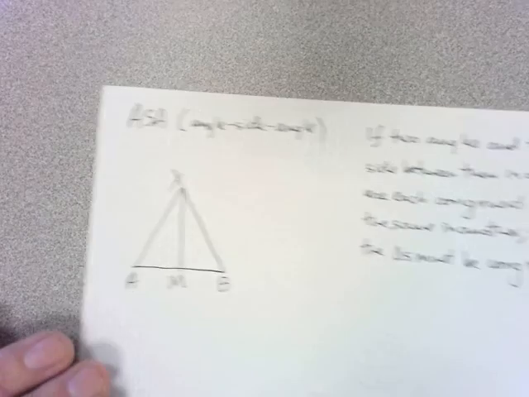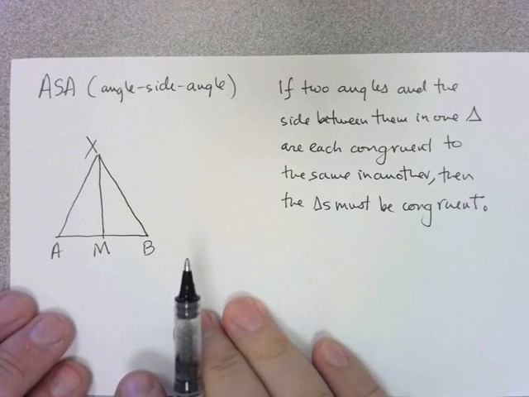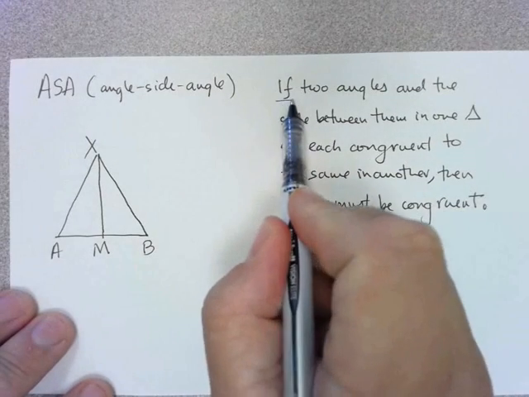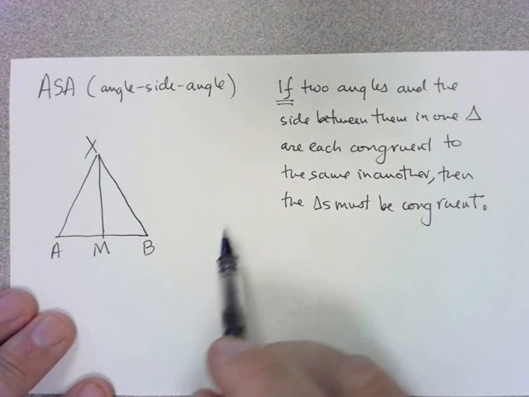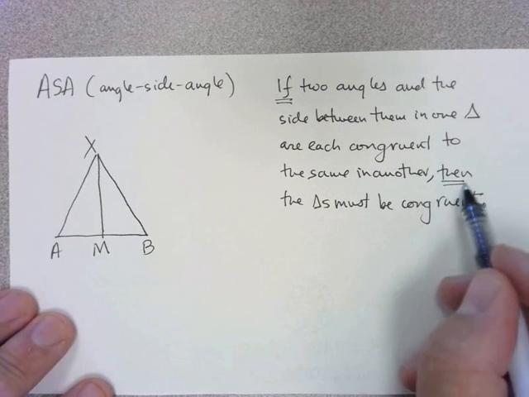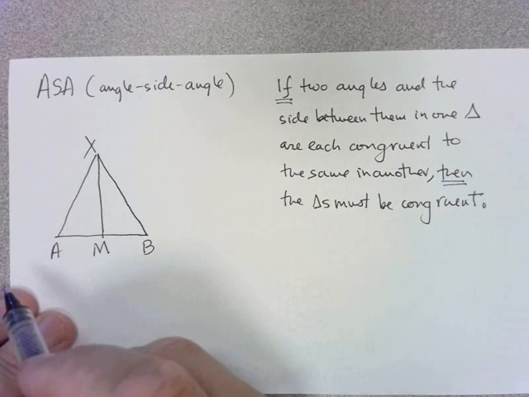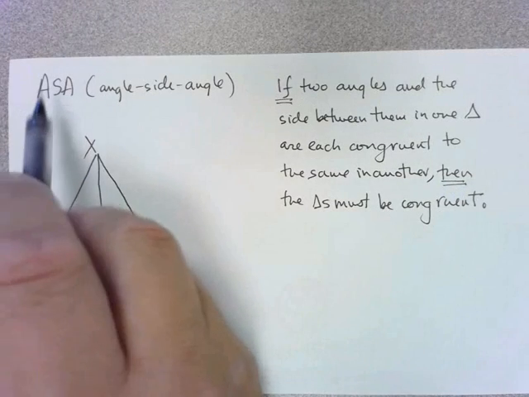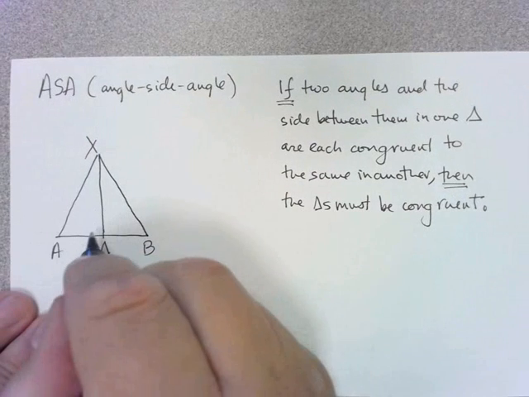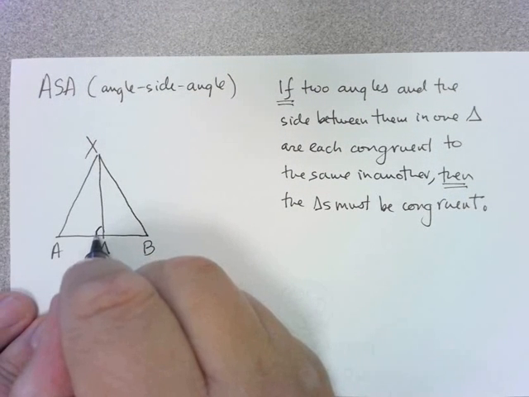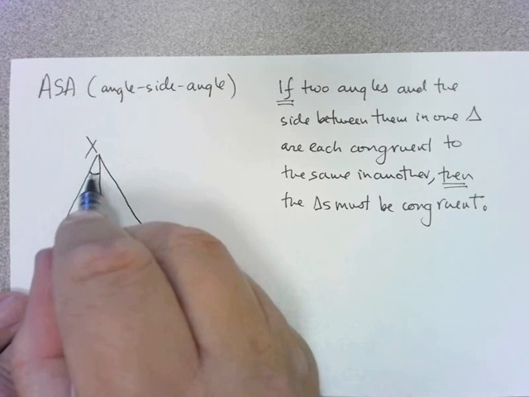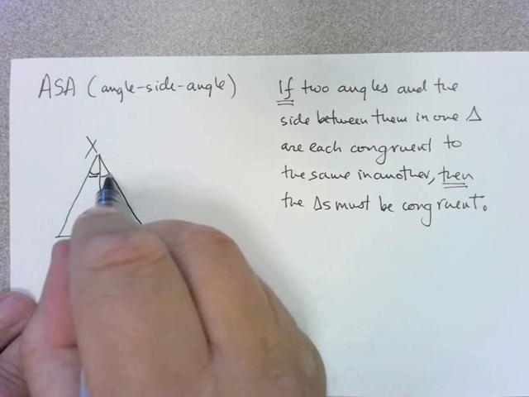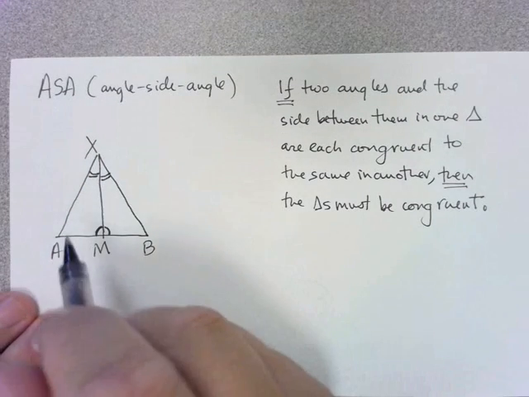The last is like the mirror image of the previous one. The last is angle, side, angle. And this says if two angles and the side between them in one triangle are each congruent to the same in another, then the triangles must be congruent. So this is like side, angle, side, but everything's flipped around. Now we know two angles match. So let's say I know this angle matches this one. And let's say I know this angle matches this one. So I use my congruence marks.